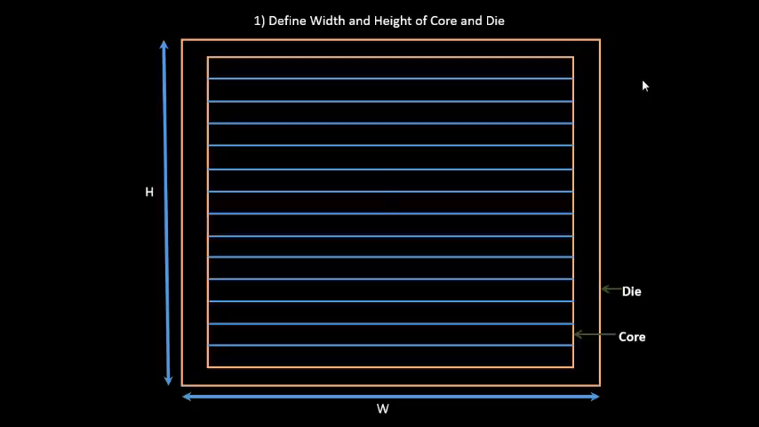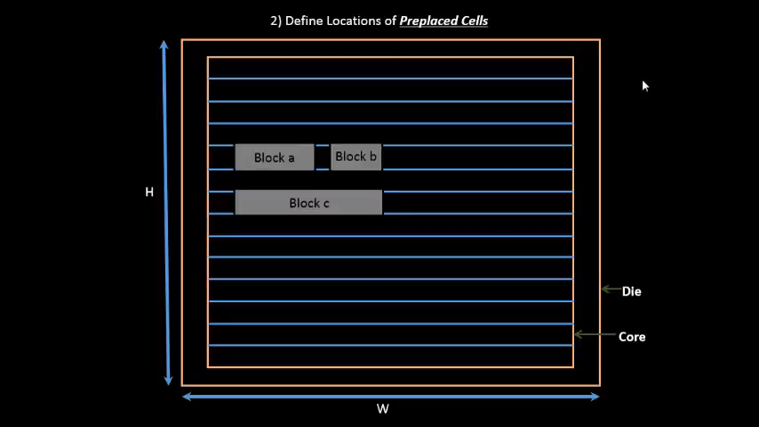Okay, the second step is to define the locations of pre-placed cells. I'll be talking about what pre-placed cells are in the following sections. For now, just assume these pre-placed cells are cells which have certain functionality. For example, this block might function as an adder, this block might function as a multiplier, this block might function as a divider. So all these predefined functions are already encapsulated in these blocks. They are built separately, and those cells are called pre-placed cells. We can also call them macros, or IPs. Okay, so these are the pre-placed cells.